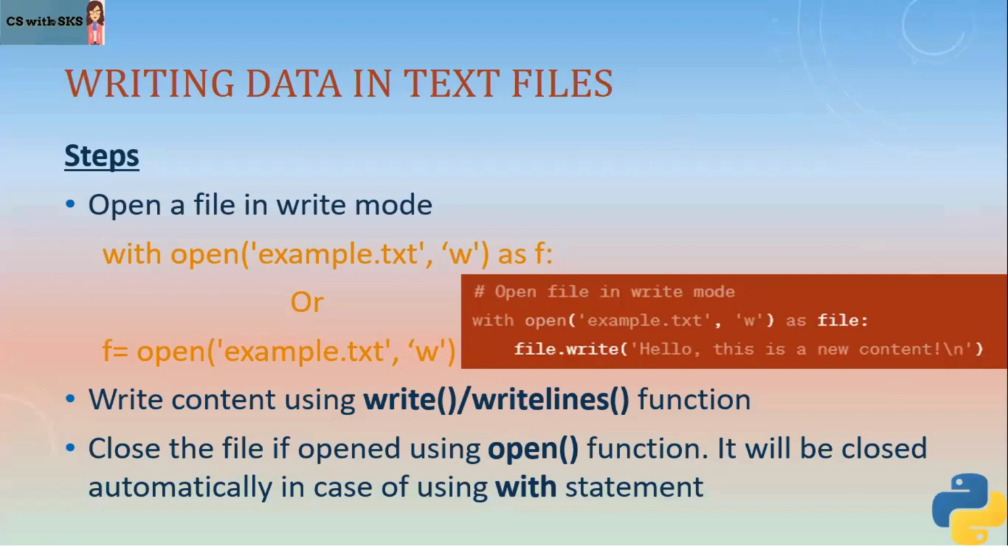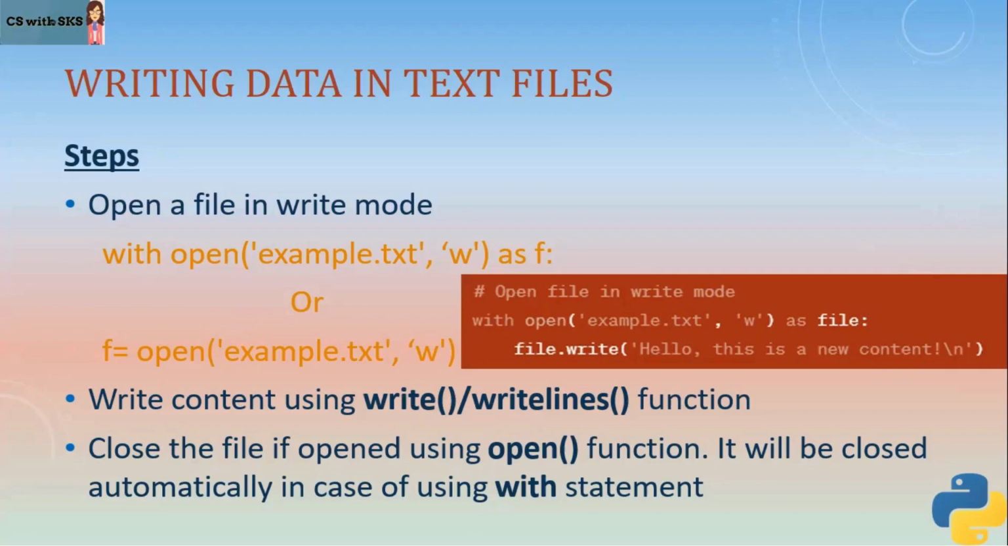Now let's understand how we write in text files. Again, the steps are the same. Firstly, open the file in write mode. Use any one method, write the complete file name, or if it is in the same default directory, then just the name of the file, depending upon where your file is stored. Then write the content. We have two methods, write and writelines, to write your content. And then of course, close the file if you are not using the with clause, otherwise it will automatically be closed. So these are the steps.